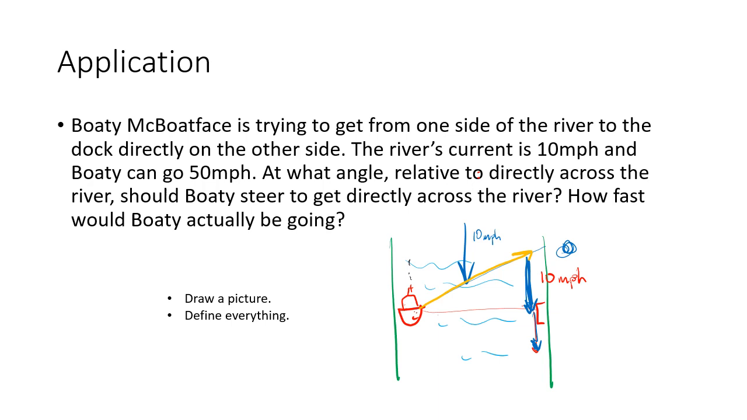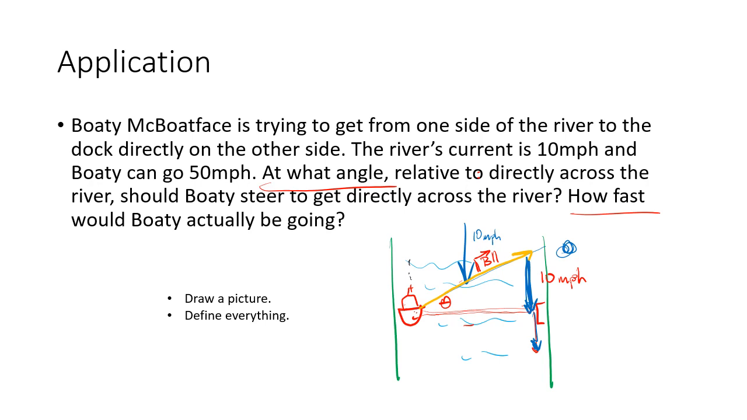What we want to know is at what angle and how fast he would have to go in order to get there. So we want to know this angle theta, and we want to know this speed, let's call this vector b. We want to know the magnitude of vector b. Oh, Bodie can go 50 miles per hour, right? How fast would Bodie actually be going?